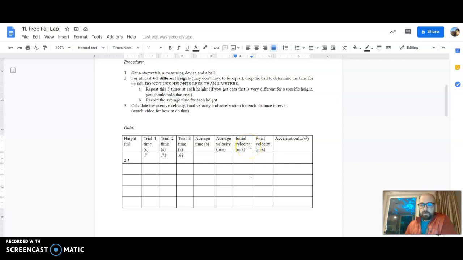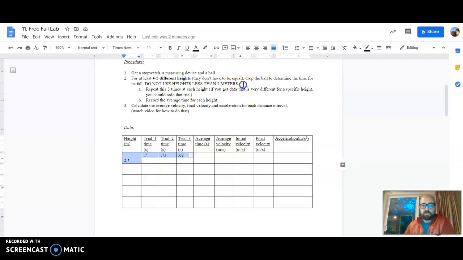I wanted to go through how you'll calculate some of the data for your free fall lab. And I know from years past that this can be one of the trickier parts of the lab, and I don't want it to be that way. So what I've done, you can see I put in one set of data here, and what you guys will be doing is 4 to 5 heights if you can.